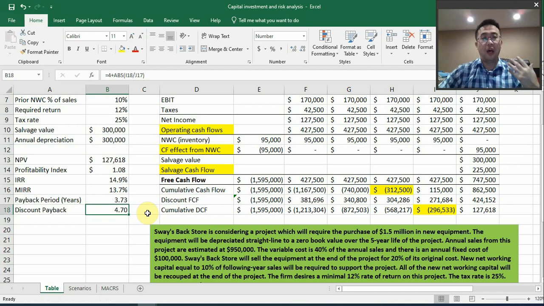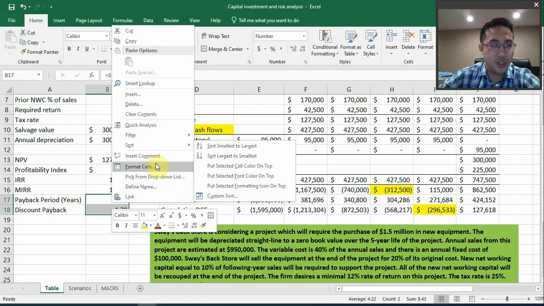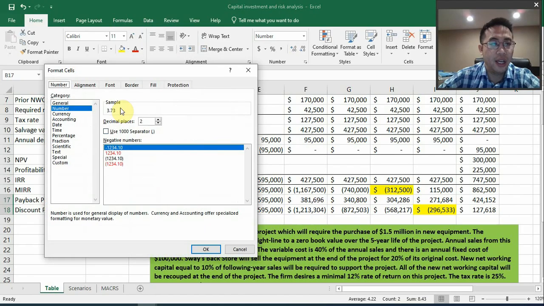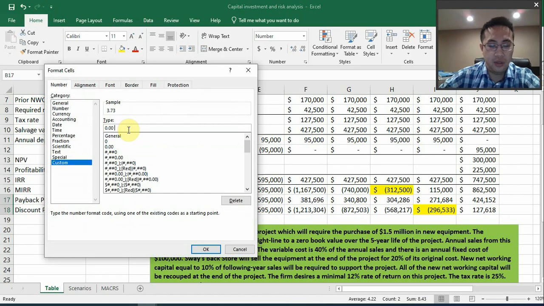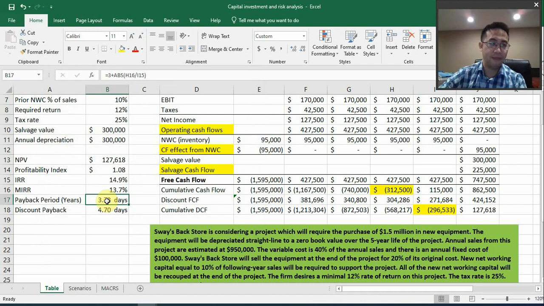So if you account for the time value of money, you're going to discount all the future cash flows, then it's going to take longer to get your money back. All right, so the result will be a longer time for paying back. You can also just format these two cells: right click, format, and for the numbers, you can just put a quotation sign there and then a space and days. All right, because that's the correct format for payback period.